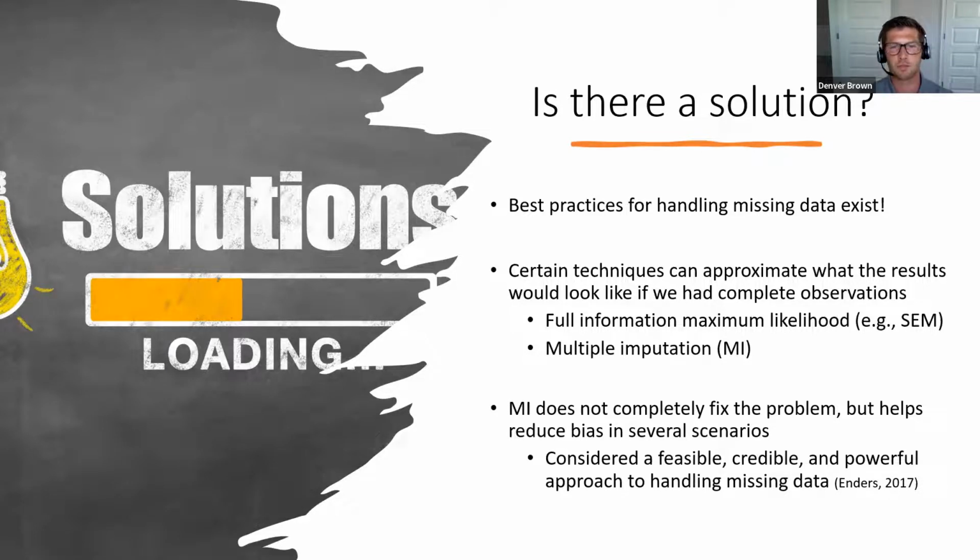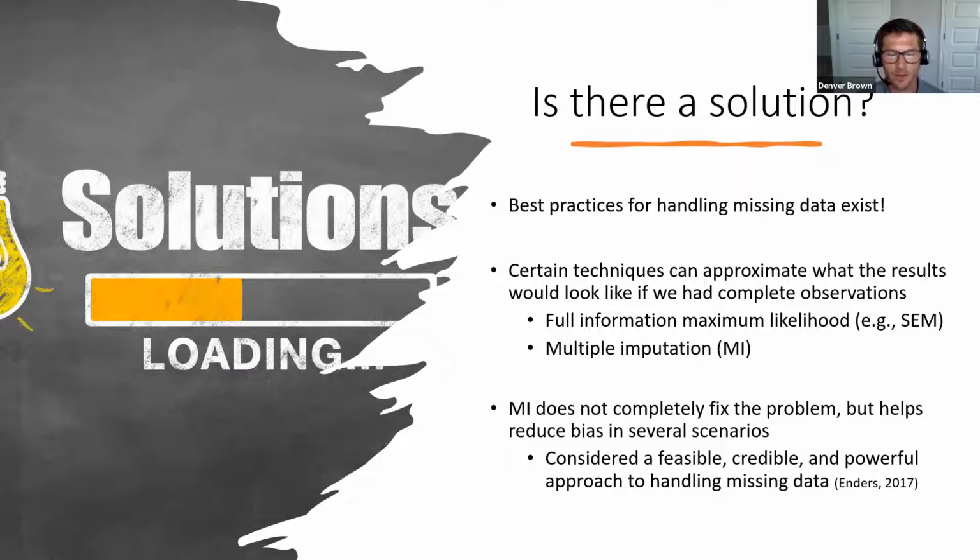I'm going to talk about multiple imputation today. Multiple imputation does not completely fix the problem. There is no complete fix to any of these problems because the data is still missing. We need to figure out what we can do with it, but we can help reduce the bias across several different scenarios, whether we have missingness on 2 variables, 10 variables, 50 variables. We can have some workarounds here that can reduce bias, and multiple imputation is considered a feasible, credible, and powerful approach to handling missing data. We can retain everything we have here.